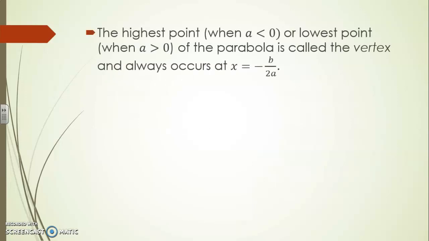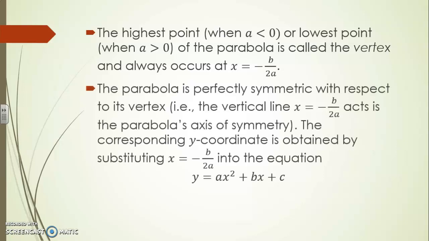The highest point, if a happens to be less than 0, or the lowest point, if the parabola is concave up, is called the vertex, and it always occurs at the x component equal to minus b over 2a. The parabola is perfectly symmetric with respect to its vertex. In other words, the vertical line x equals minus b over 2a will act as the parabola's axis of symmetry. The corresponding y-coordinate is obtained by substituting x equals minus b over 2a into the equation in order to find the y component.